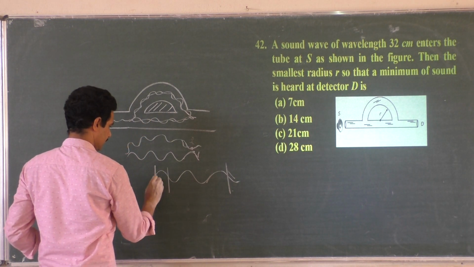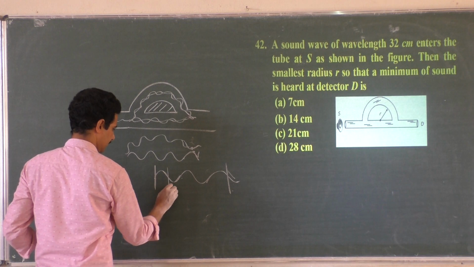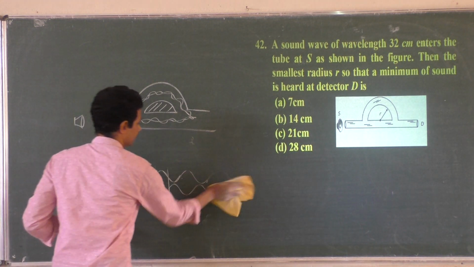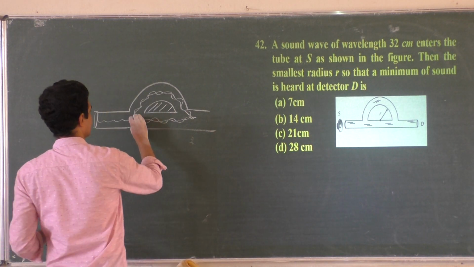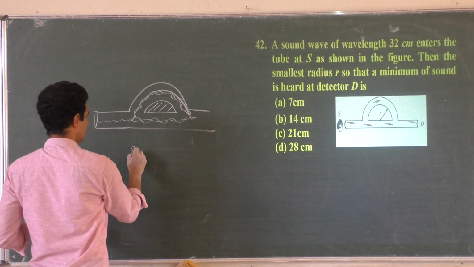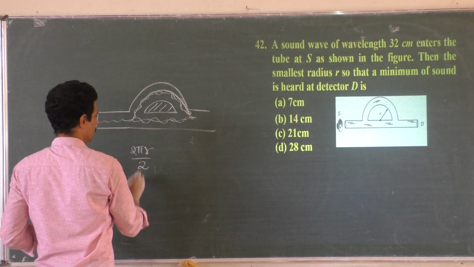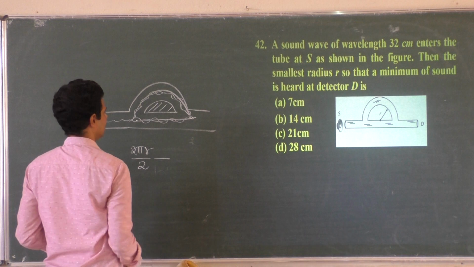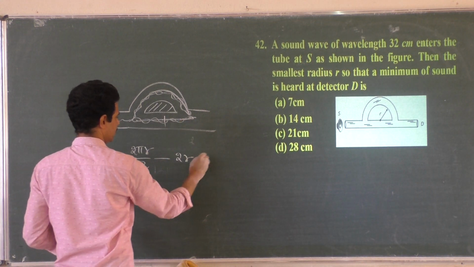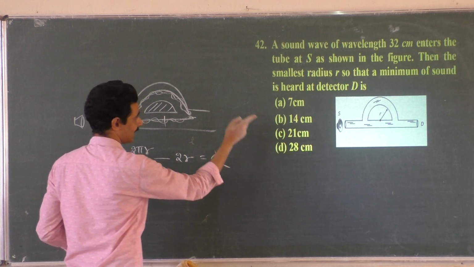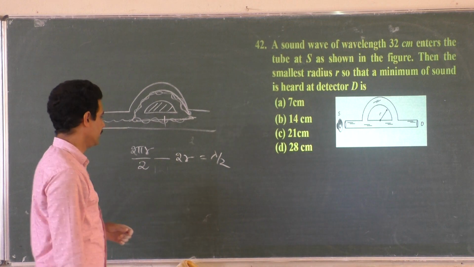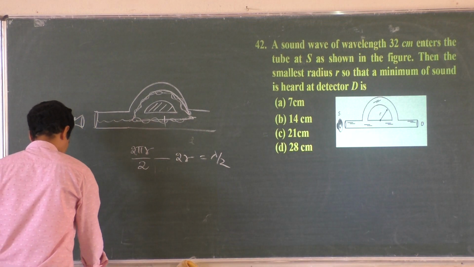So you started from here, this is 1 lambda, then it travels like this, crest falls on trough. So what is the extra distance traveled by this wave? It is the circumference by 2, that is 2 pi r by 2, minus this distance. What is that distance? Double the radius, right? Double the radius must be equal to lambda by 2, because they are asking the minimum sound should be heard at the detector here. So path difference should be lambda by 2.